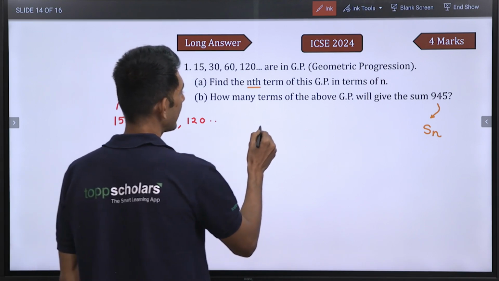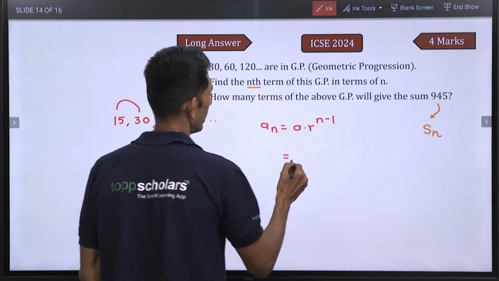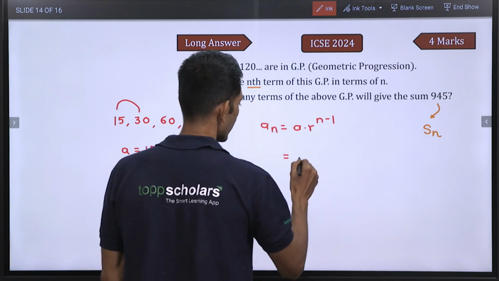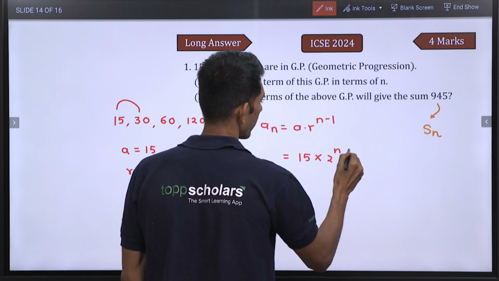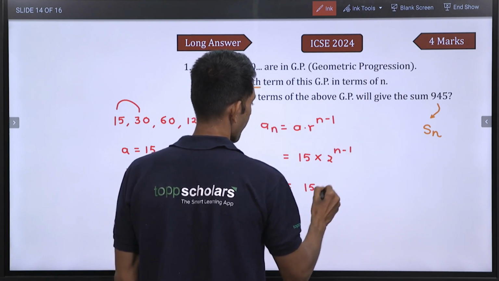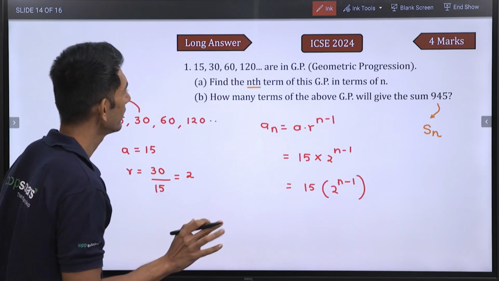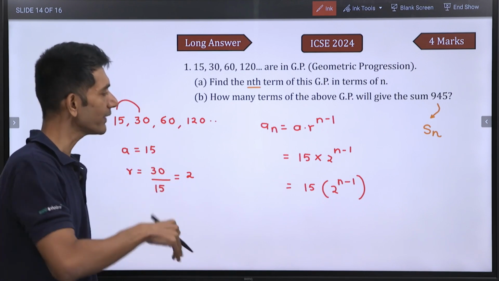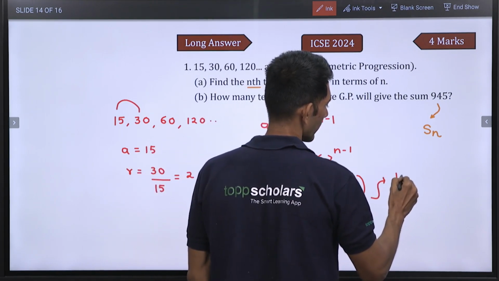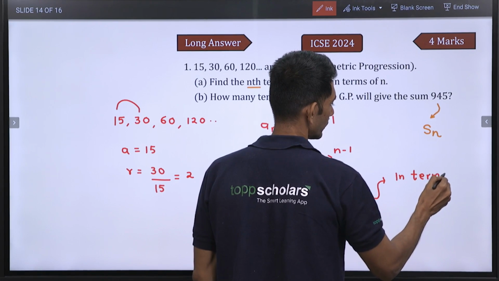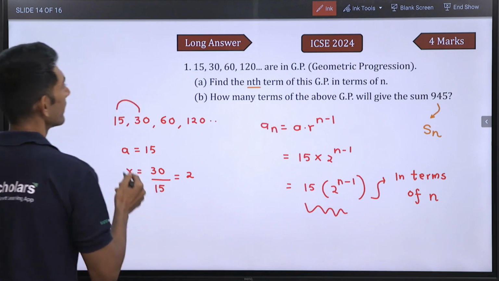Then, here what are we supposed to find out? We are supposed to find out the nth term, that is An. An is what? A into R raised to n minus 1. So what is A? A is 15 into, what is R? R is 2. 2 raised to n minus 1. That is equal to 15 into 2 raised to n minus 1. Do not do anything and never multiply 15 and 2. That's not correct. So the nth term of this GP in terms of n is this. That is the answer, in terms of n.